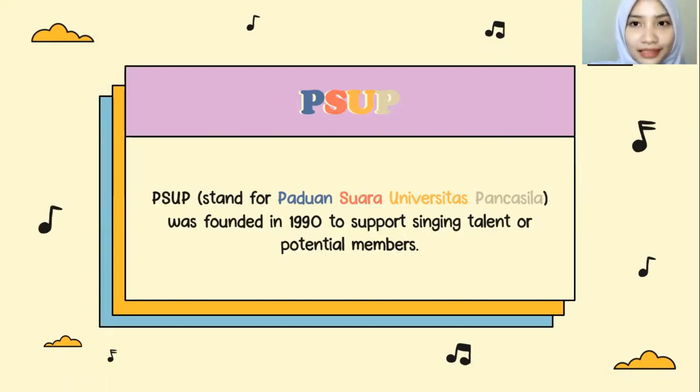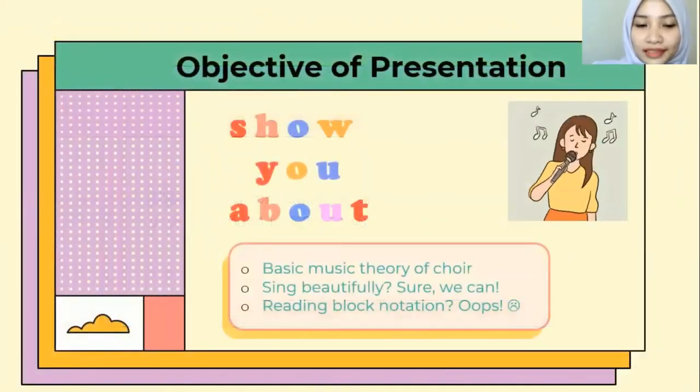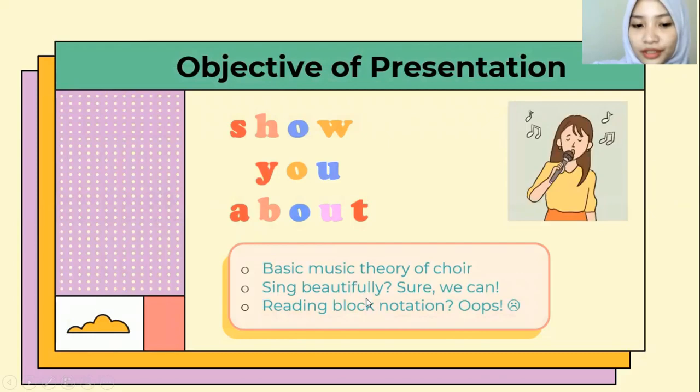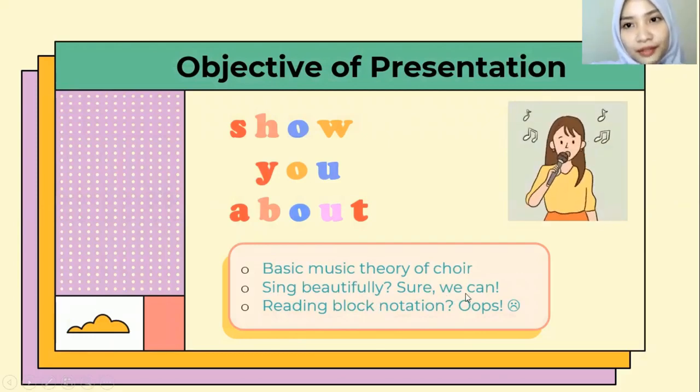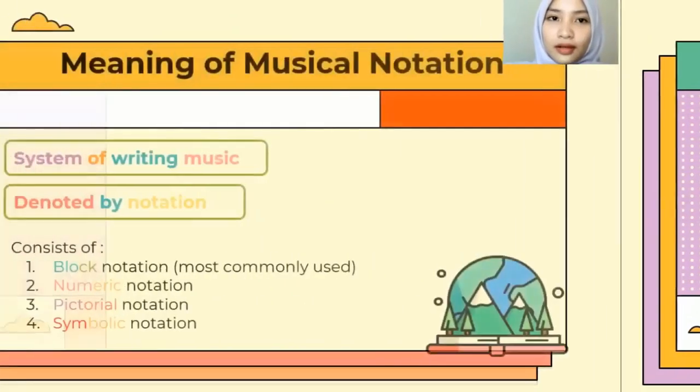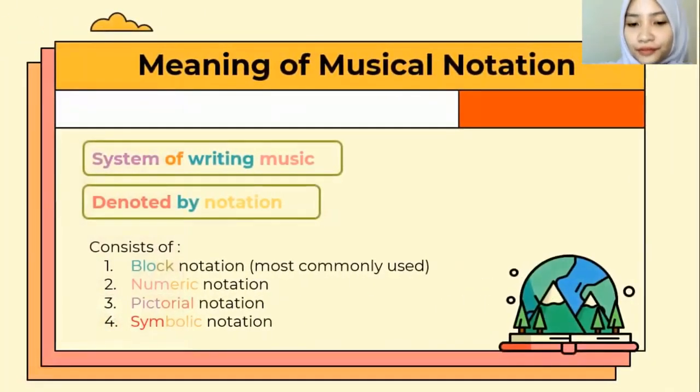In this part of my presentation, I would like to talk about the meaning of musical notation, examples of different types of musical notation, and how to convert block notation to numeric notation. The objective of my presentation is to show you basic music theory of choirs. Many people can sing beautifully, but they are not very good at reading block notation, which is also an important part of singing, right? So, let me give you a brief overview of the meaning of musical notation.